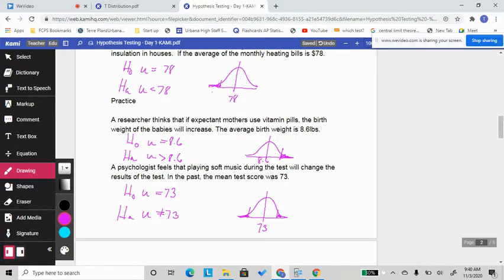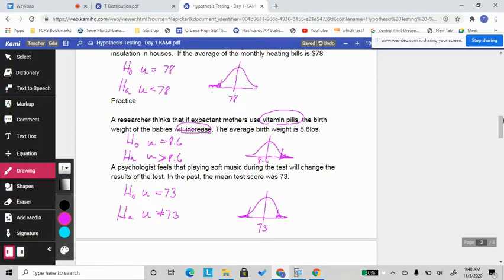Okay, so in the first one, they think that if we give expectant mothers a vitamin, the birth weight of babies will increase. So the average birth weight of this group of babies generally is around 8.6. So if we give them a vitamin, then it'll increase their weight. So increase was the key on that one.